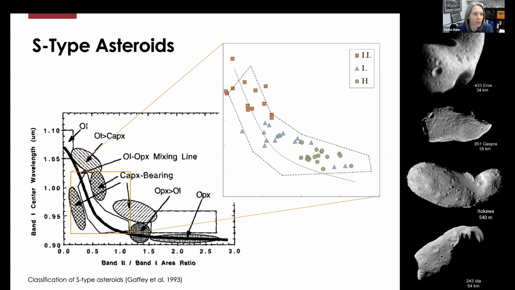You can see pure olivine up here in the top left-hand side, labeled OL, and then the pure pyroxene is down here at the bottom right, labeled OPX. And so you can see the combinations along the way.